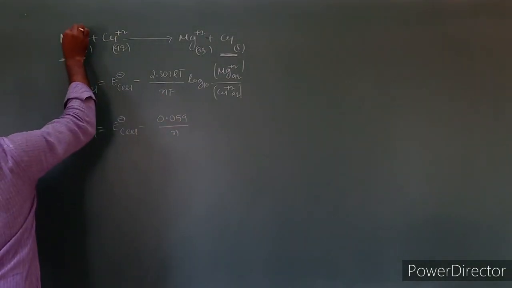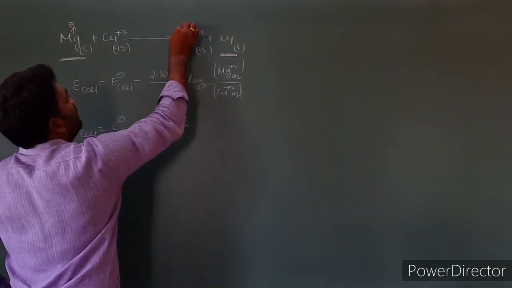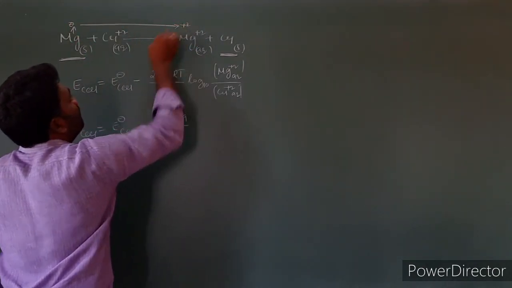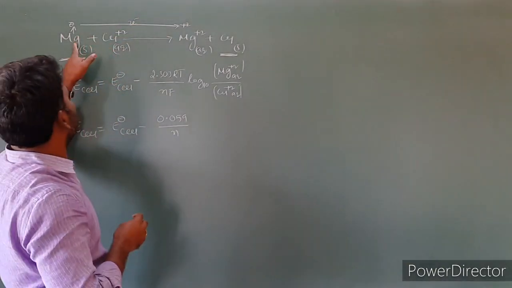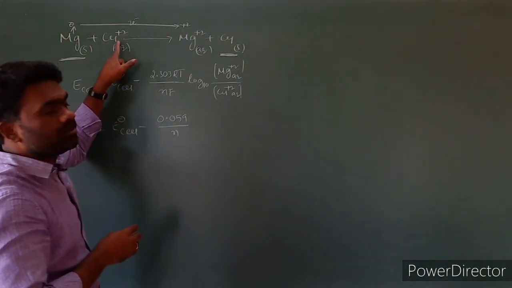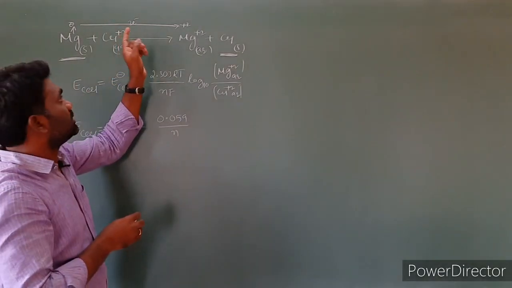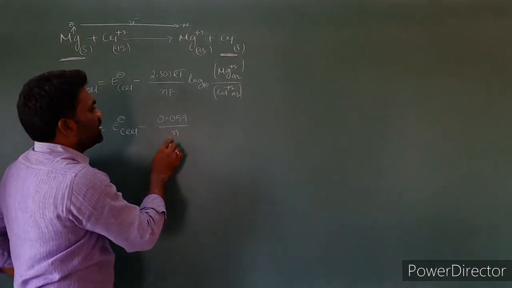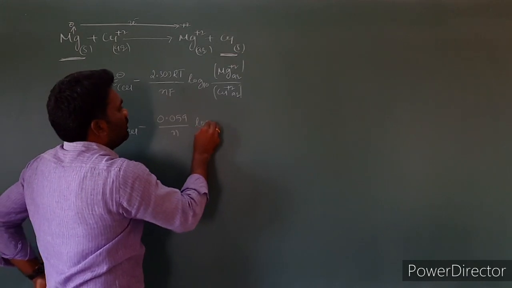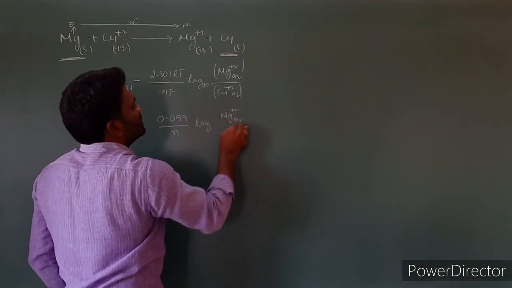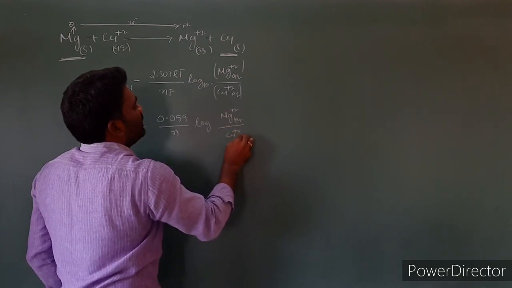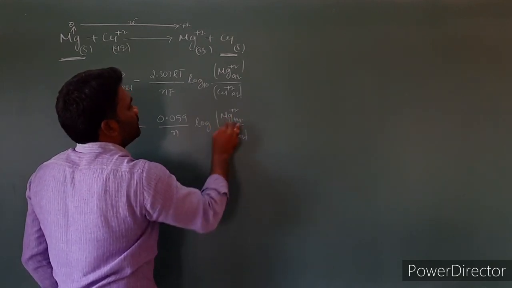Here Mg is converting into Mg2+, so 0 to plus 2. The number of electrons involved is how many? 2 electrons. So magnesium loses 2 electrons, and these 2 electrons are taken by Cu2+. The number of electrons involved in this cell reaction is 2, so n is equal to 2. Then log of Mg2+ in aqueous state by Cu2+ in aqueous state.